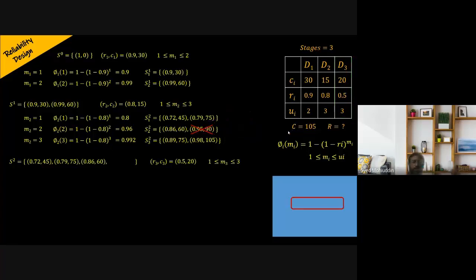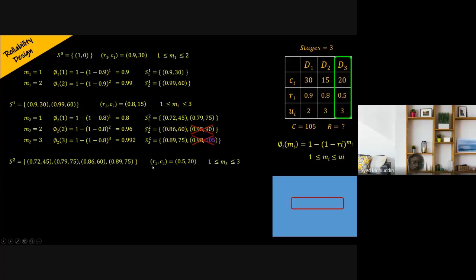The same way, this is the element which is added because it satisfies the constraint. But 0.98, 105 as the cost will not be included because cost is 105. 105 plus the cost of the third device, at least if one device we include, is going to be 20, which will be 125, and it's crossing our constraint that C is 105 and it should be less than or equal to C. So this element also will not be considered.